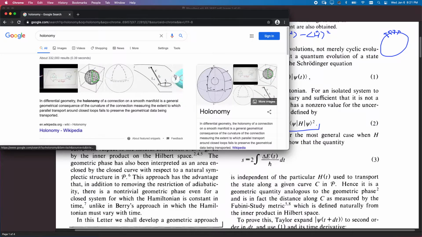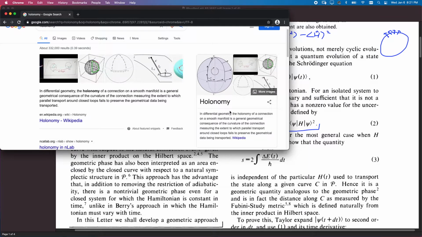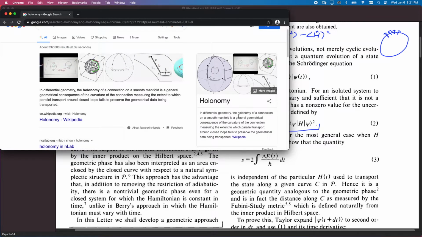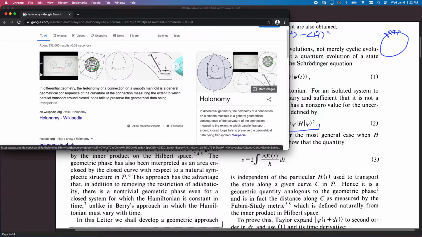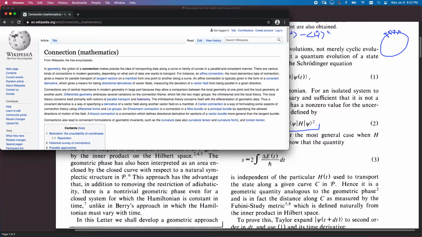Holonomy. In differential geometry, the holonomy of a connection on a smooth manifold is a general geometrical consequence of the curvature of the connection, measuring the extent to which parallel transport around a closed loop fails to preserve the geometrical data being transported. In geometry, the notion of connection makes precise the idea of transporting data along a curve or family of curves in a parallel and consistent manner. There are various kinds of connections.